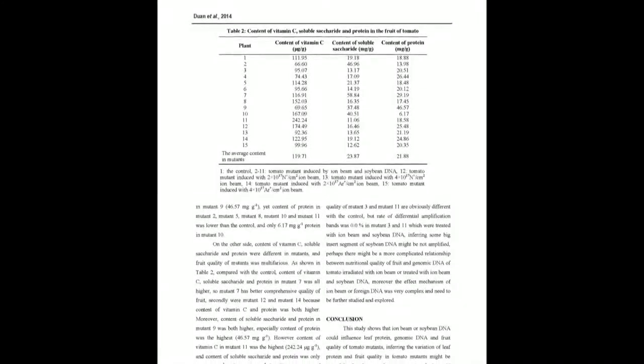The above results showed that effects of ion beam or soybean DNA on tomato genomic DNA would lead to changes in gene expression, protein synthesis and fruit quality. Moreover, some tomato plants with better fruit quality or special characters were achieved, which would provide basis for the application of ion beam technology in tomato breeding.